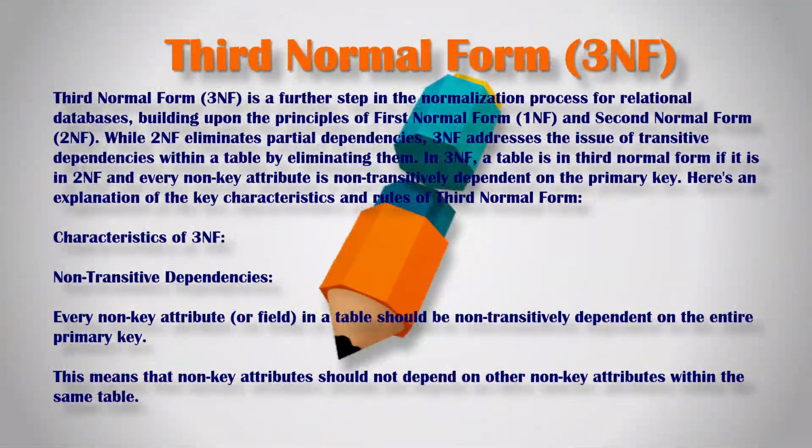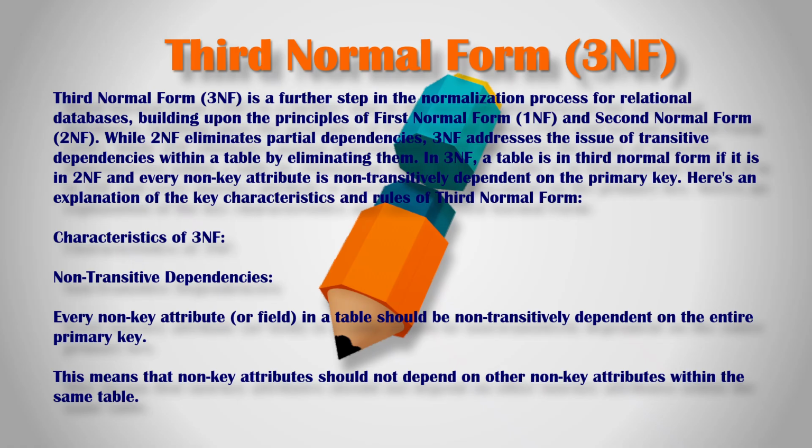Third normal form, 3NF, is a further step in the normalization process for relational databases, building upon the principles of first normal form, 1NF, and second normal form, 2NF. While 2NF eliminates partial dependencies, 3NF addresses the issue of transitive dependencies within a table by eliminating them. In 3NF, a table is in third normal form if it is in 2NF and every non-key attribute is non-transitively dependent on the primary key.